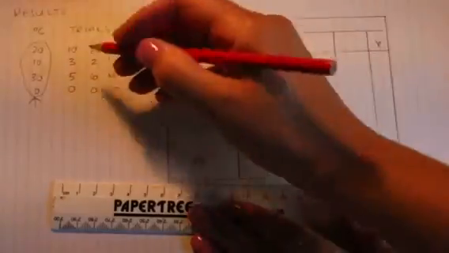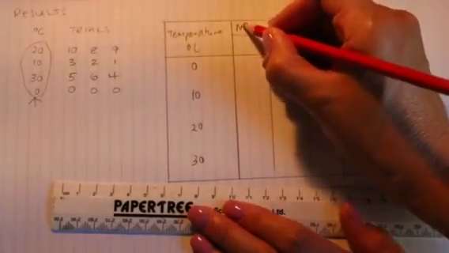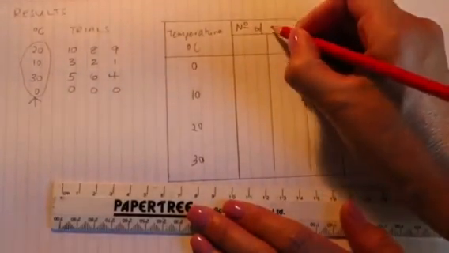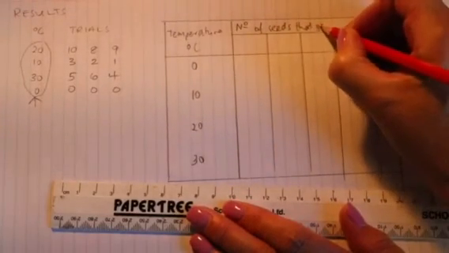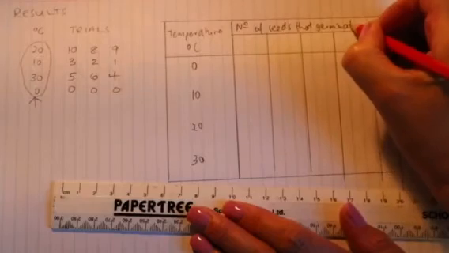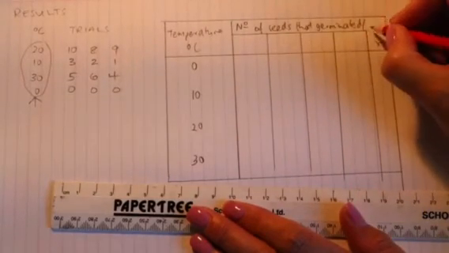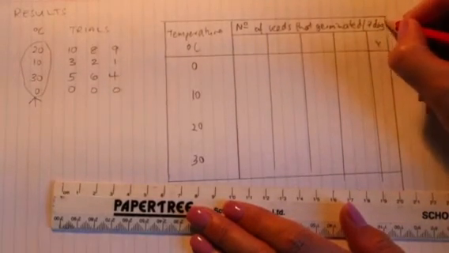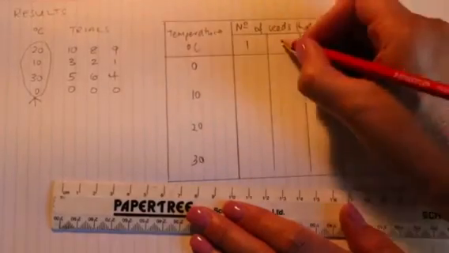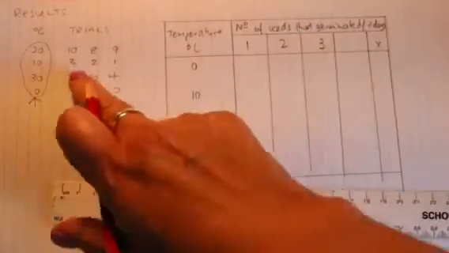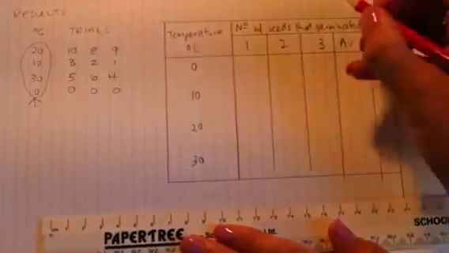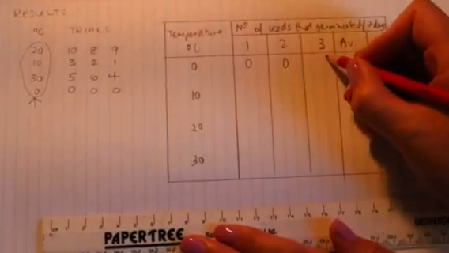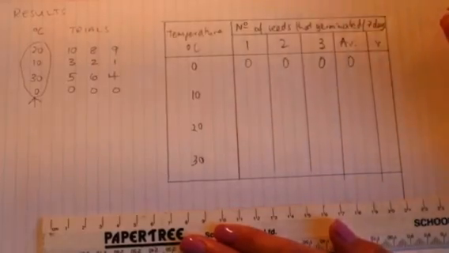Alright, so the trials here, this is showing the number of seeds. I'm doing some shorthand, number of seeds that germinated. Because that's a rate I need to give a unit, so in 7 days. I have got trial 1, trial 2, trial 3 for each of these 3 columns, and I'm going to be averaging those out. So at 0, nice and easy there to work out the average, 0.